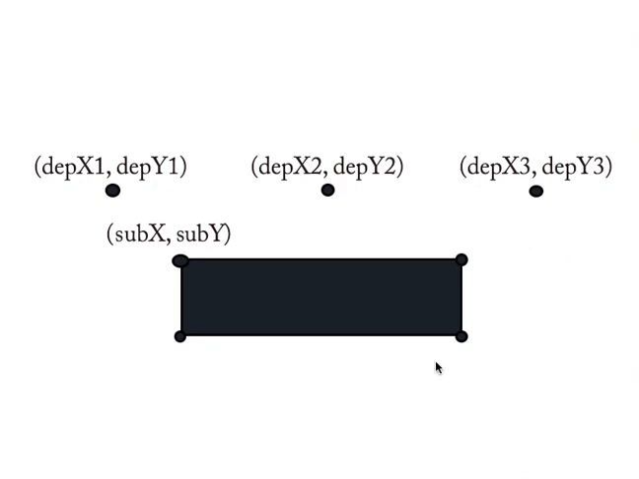So let's take this example here. We have the sub with 4 corners. We have a sub x, sub y. We can get the corners by using sub width and sub height and adding it or subtracting it to sub x and sub y, which represents the top left corner of the sub.